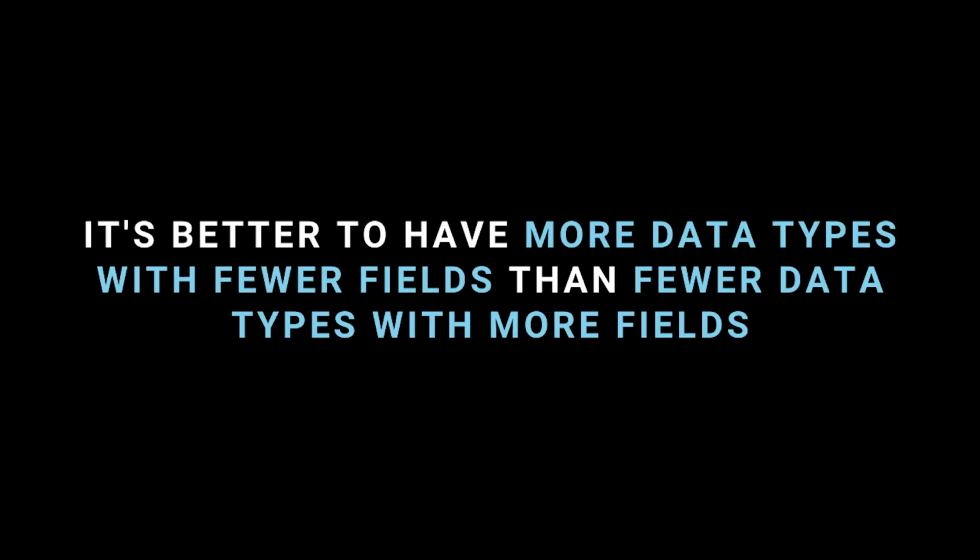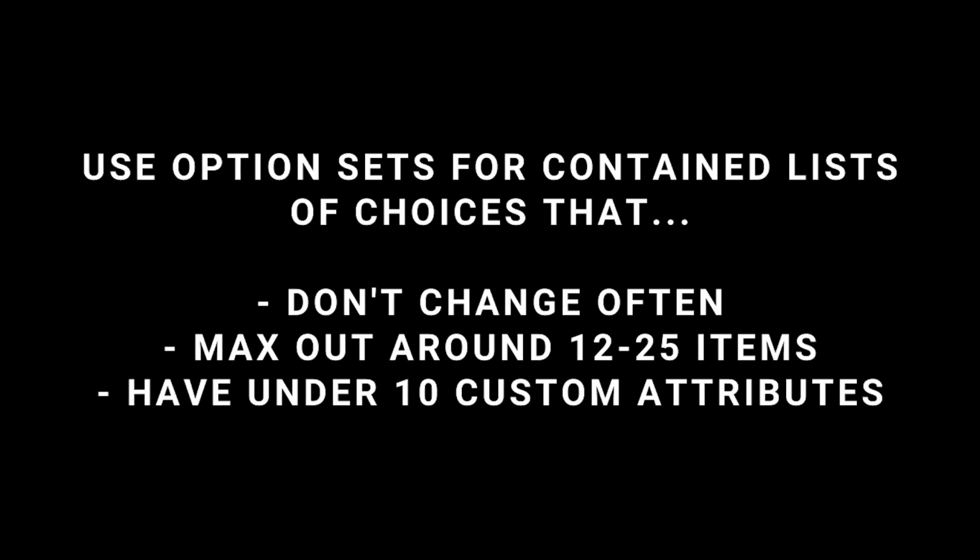Number 1, in general, it's better to have more data types with fewer fields than fewer data types with more fields. Number 2, don't use list fields if you anticipate a single record to have over 100 items in that list. Number 3, use option sets for contained lists of choices that don't change often, max out around 12 to 25 items, and have under 10 custom attributes. And number 4, create dynamic structures wherever possible.